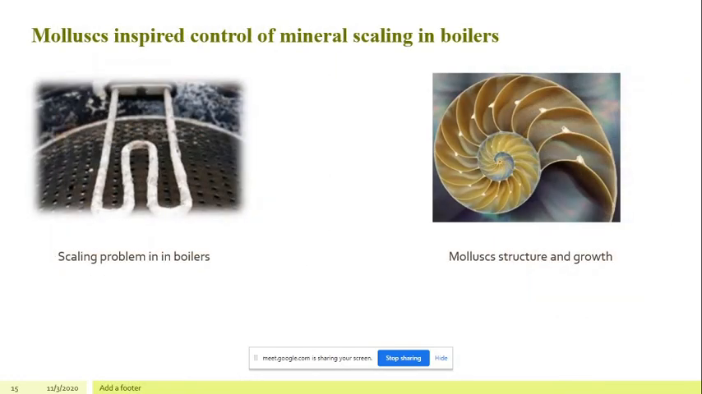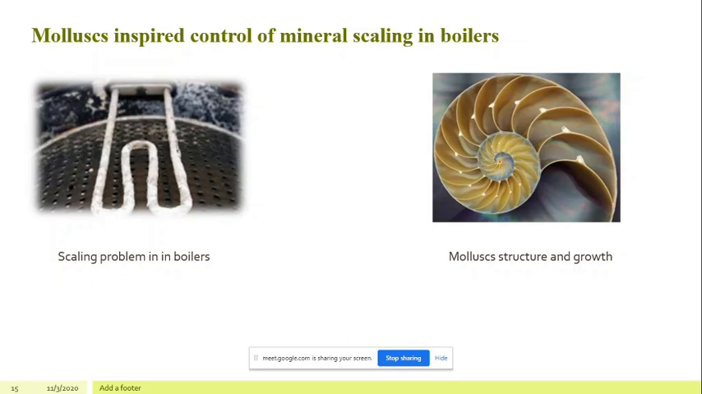Next is mollusc inspired control of mineral scaling in boilers. Scaling is a big problem in boilers because the CaCO3 layer sticks on the boiler walls and it decreases its efficiency. This is a molluscus.